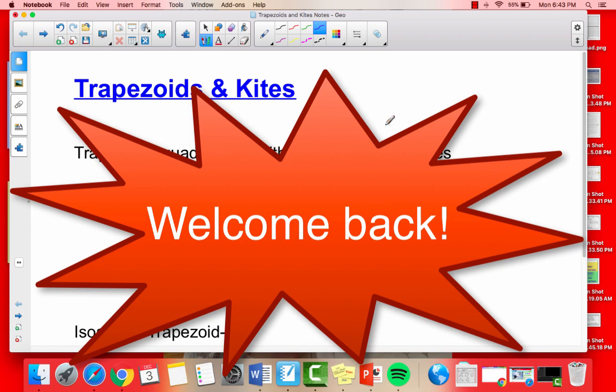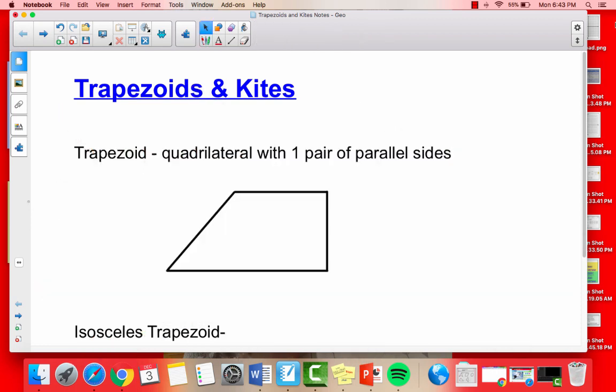Hey everybody, today we're going to be talking about two new shapes, the trapezoids and the kites. One thing you want to make sure you remember about trapezoids and kites is that they are not related to the parallelogram. So they have completely separate rules from parallelograms.